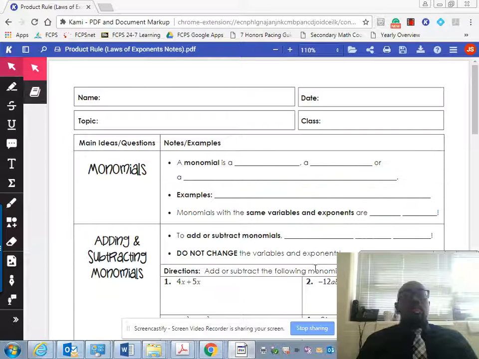We're going to go ahead and start focusing on laws of exponents today. Laws of exponents. So first and foremost, we're going to be discussing monomials. Okay, so what is a monomial?